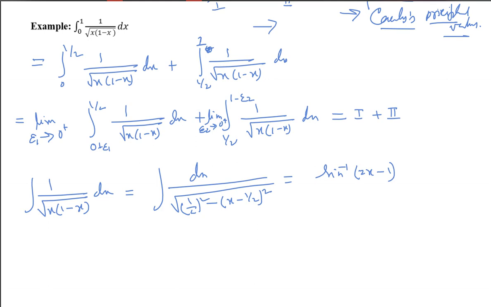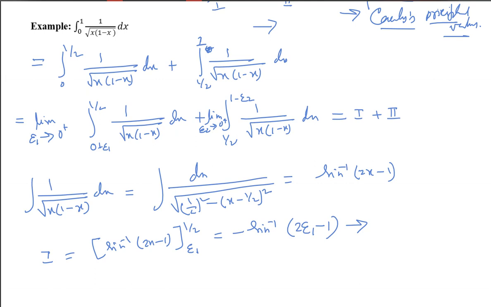So 2x minus 1, sine inverse 2x minus 1. Now find the limit 1 by 1. So I will be equal to sine inverse 2x minus 1, from epsilon 1 to half. That means if you put half here, this will be 0 minus sine inverse 2 epsilon 1 minus 1.